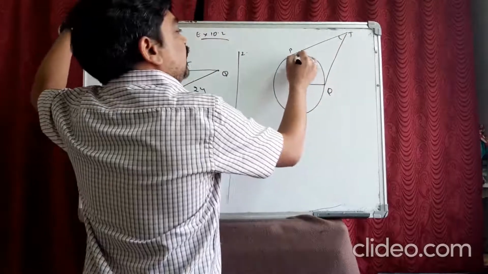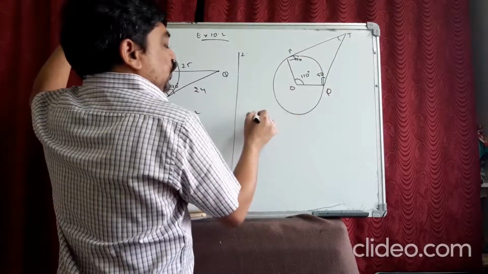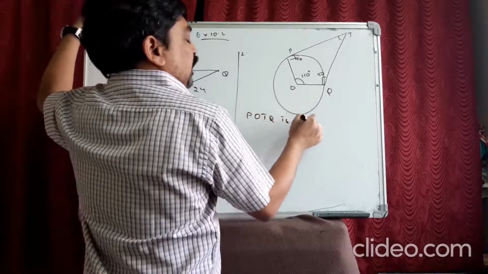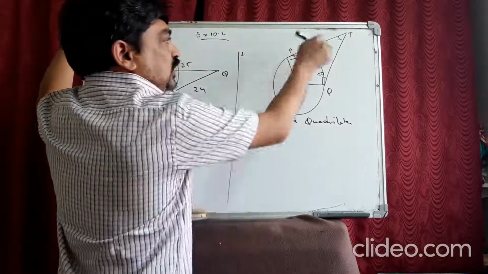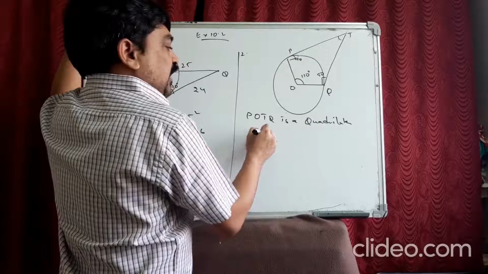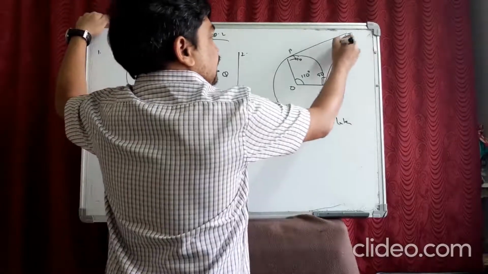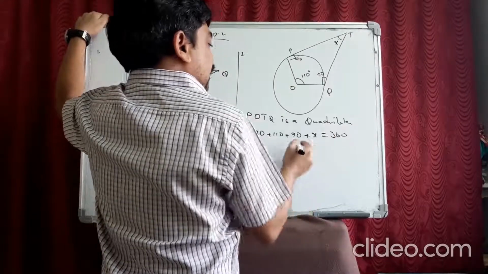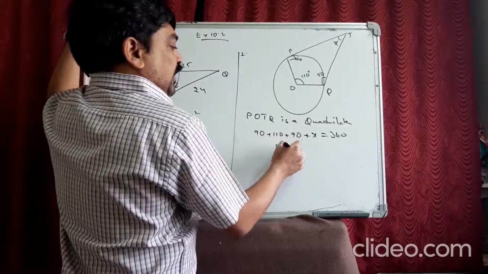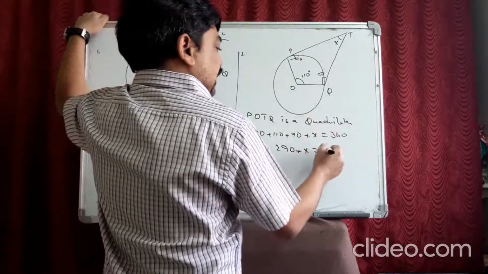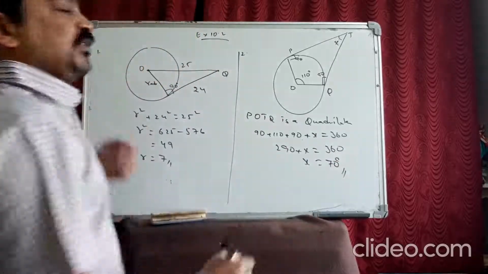Clearly we know that this is 90 and this is 90, and POTQ is a quadrilateral. In a quadrilateral, the sum of all the angles should be equal to 360. So 90 plus 110 plus 90 plus x, let us take it as x, is equal to 360. So this becomes 290. 290 plus x is equal to 360. So x is equal to 360 minus 290. It is 70 degrees.